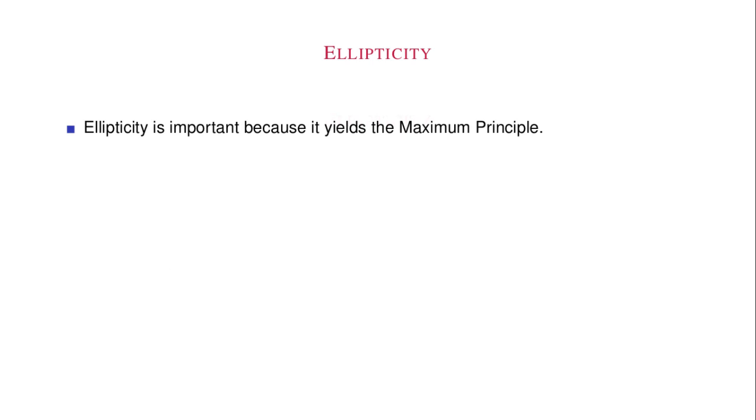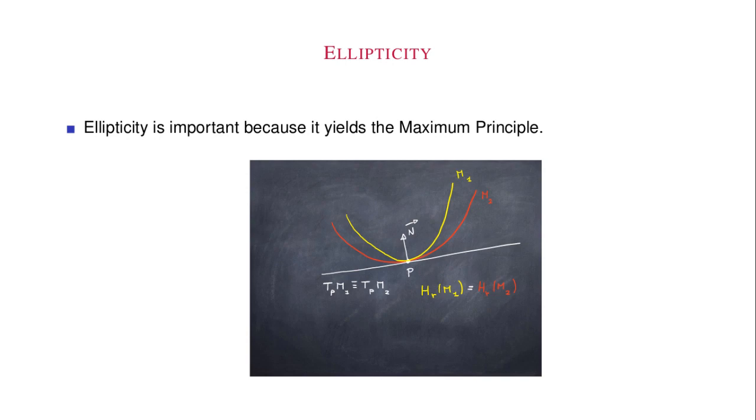Ellipticity is important. Everyone knows, I think, in the audience, that it's important because it yields the maximum principle. And the maximum principle is a wonderful tool to compare hypersurfaces. And everyone knows the picture explains everything alone: if you have two hypersurfaces that satisfy the same elliptic equation, and they are tangent at a point, and one lies on one side of the other, then they coincide. So this is the maximum principle, geometrically speaking.